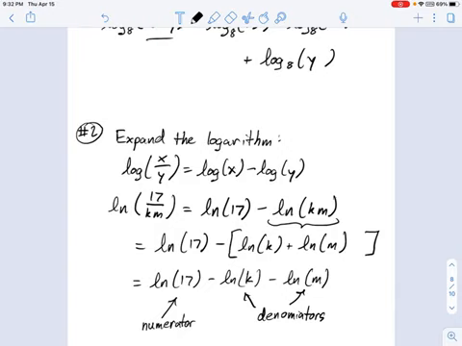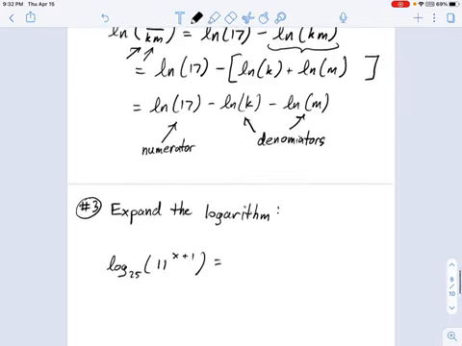Natural log 17 minus natural log k minus natural log m. Okay, because k and m are denominators, they get these minus signs. All right, let's try another one.